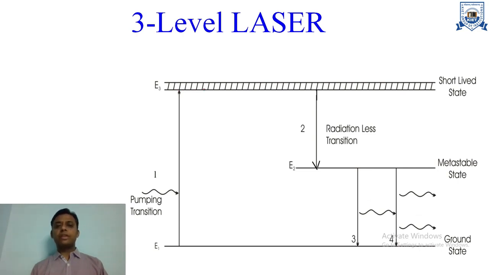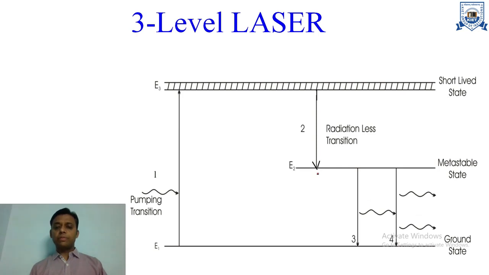As we know very well, E3 is a very short life state or unstable state for atoms. So after their lifetime, which is of the order of 10 to the power minus 8 second, they come from E3 to E2. This is known as radiationless transition, and it is a very fast decay. The metastable state has a longer lifetime than the E3 state, of the order of 10 to the power minus 3 second. So we will get population inversion between the E2 and E1 states.